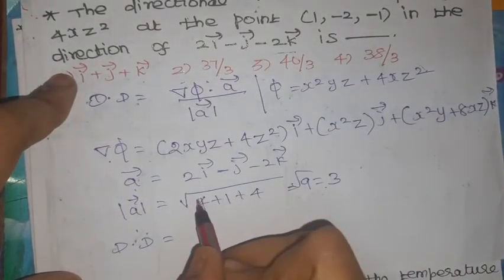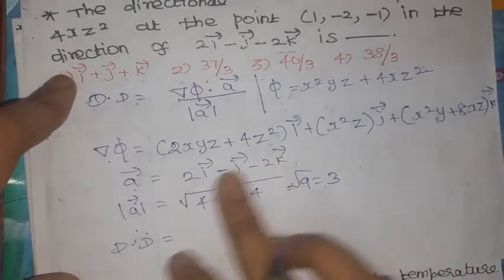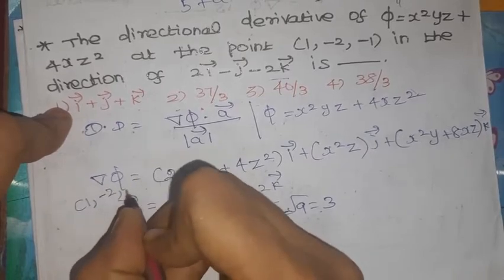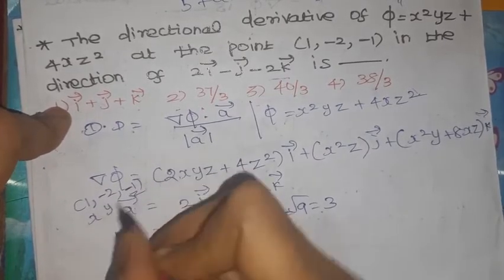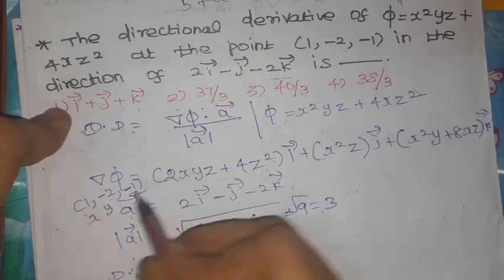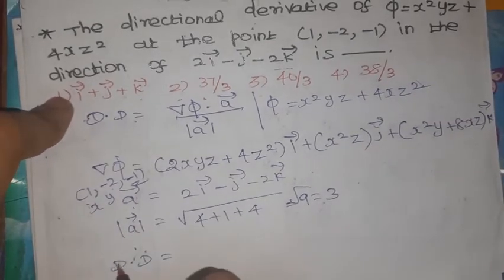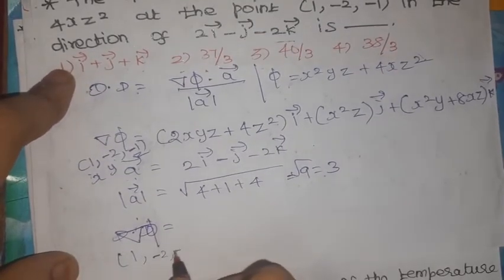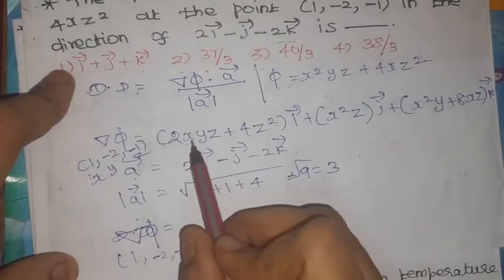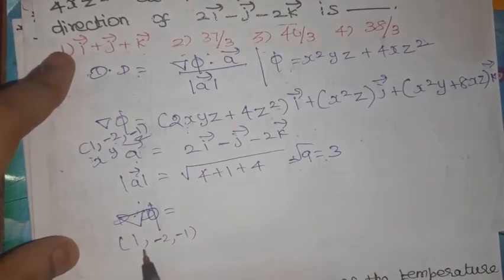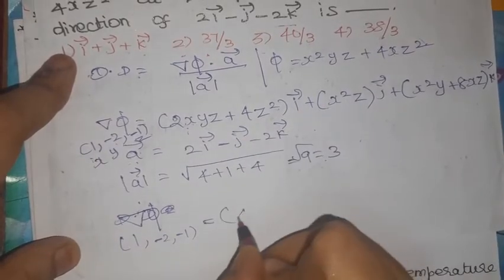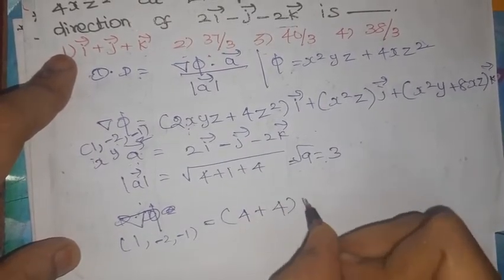What is del phi? Before going into applying, the point is given now, so we should apply that point and then find out. In place of x, y, z, substitute this value 1, minus 2, minus 1. So here itself we will calculate del phi at this point, 1, minus 2, minus 1. So x, y, z when we multiply, 2 into 2, 4 plus 4.